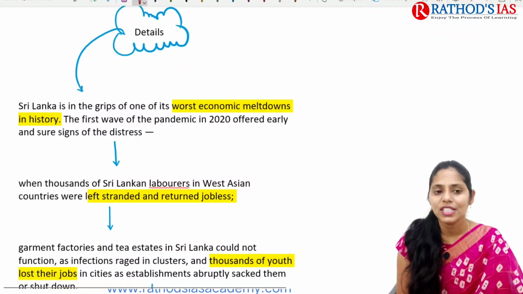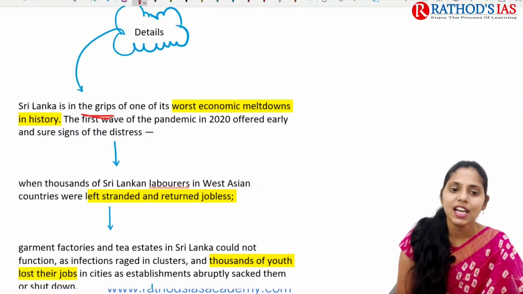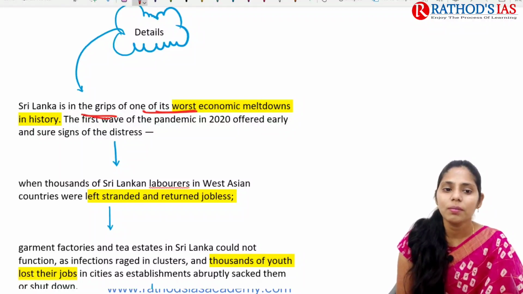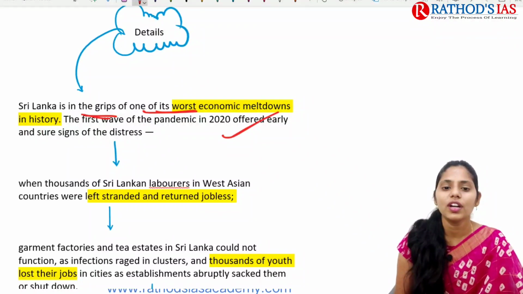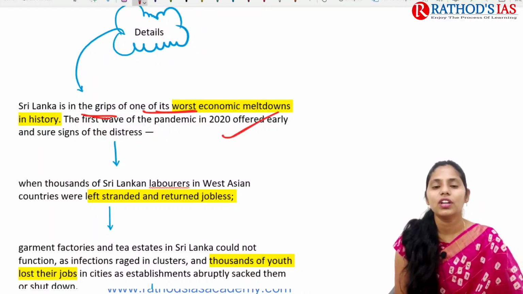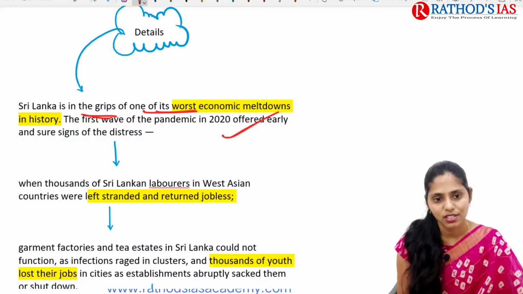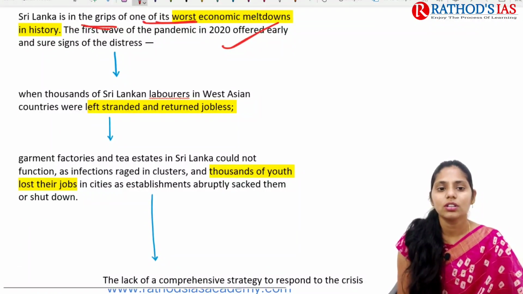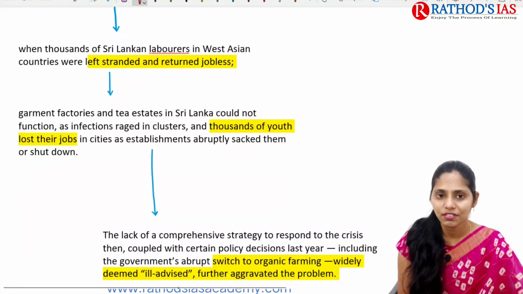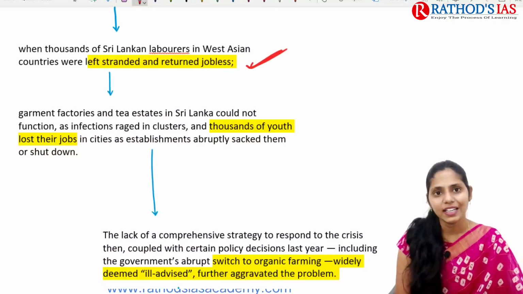So if we're talking about details, it mainly says that Sri Lanka is in the grips of one of its worst economic meltdowns in history. Okay. And the first wave of the COVID-19 pandemic in 2020 offered early and short signs of distress. And in this distress, thousands of Sri Lankan laborers in West Asian countries were left stranded and even returned jobless.